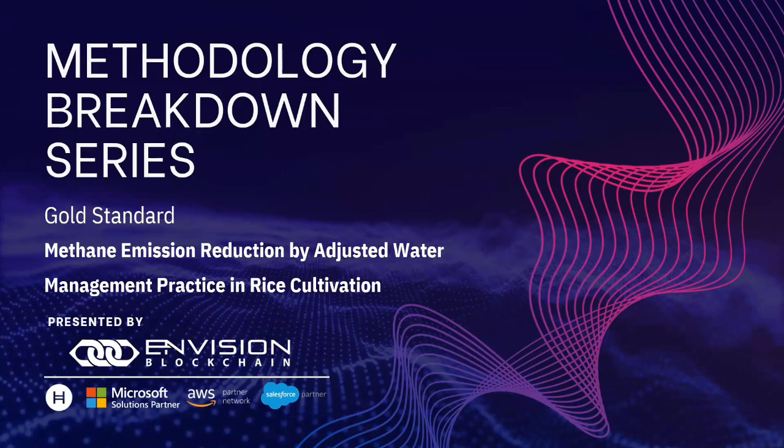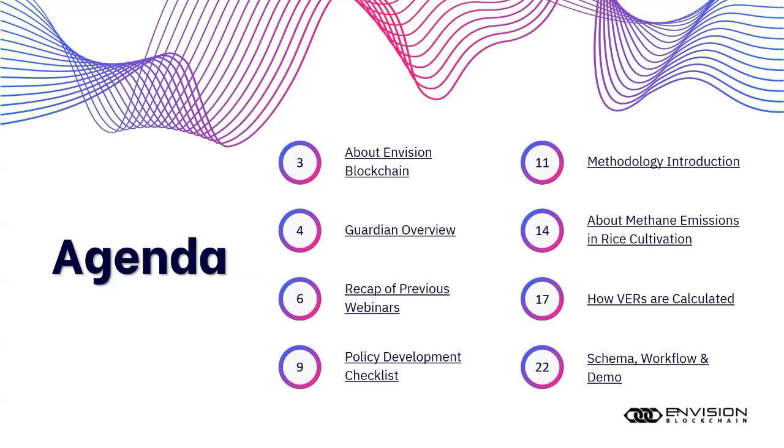This webinar is part of our methodology breakdown series where we talk about a methodology we've digitized and contributed to the open source library. Today's policy is built based on the requirements outlined in Gold Standard's methodology for methane emission reduction by adjusted water management practice in rice cultivation. In our agenda today, we have 8 topics we will cover.